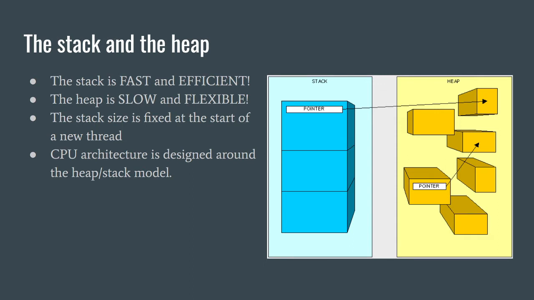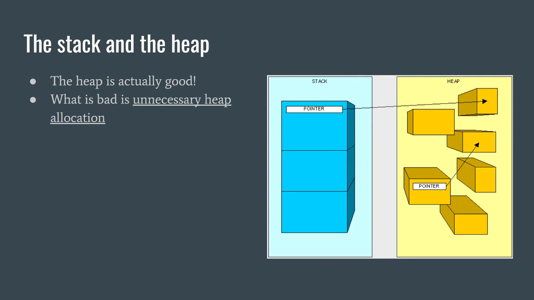The stack size is fixed at the start of a new thread. I can show you an example of how it works, and how to get around it, but we'll just talk about this. Something to note here is that modern CPU or computer architectures are designed around this heap and stack model. This is not something new, but it's something to keep in mind when you're programming. So all that crap out of the way. Like I said before, the heap is actually good, but what is bad is unnecessary heap allocation. So that's what I'm going to talk about.